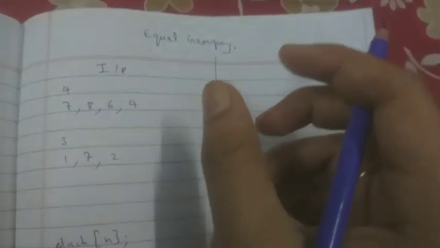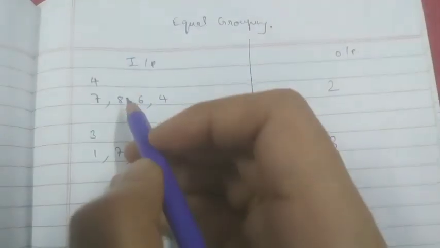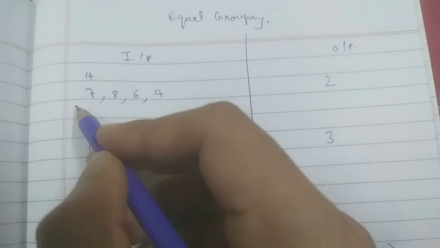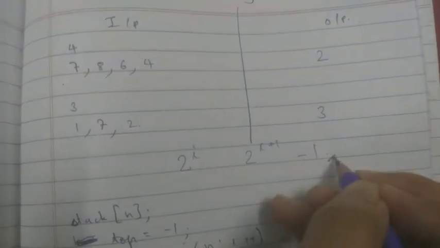Let's go to the last one. This was a little bit challenging, but I found it really a nice problem. This is an equal grouping problem, which states that you're given an array and you can select a sub array of even length and remove it if the elements in it lie in the range from 2 to the power i to 2 to the power i plus 1 minus 1.